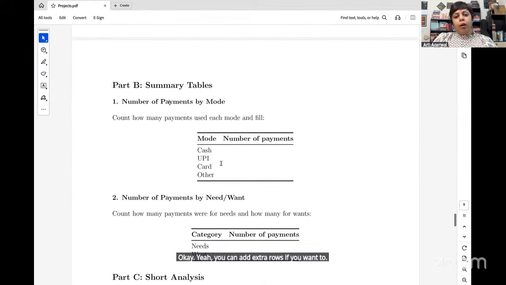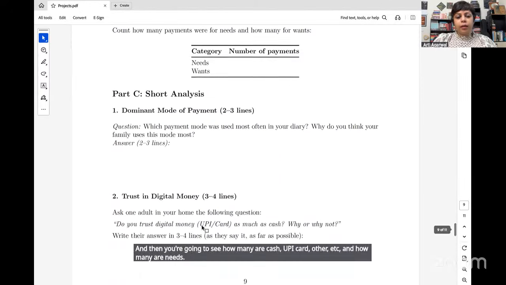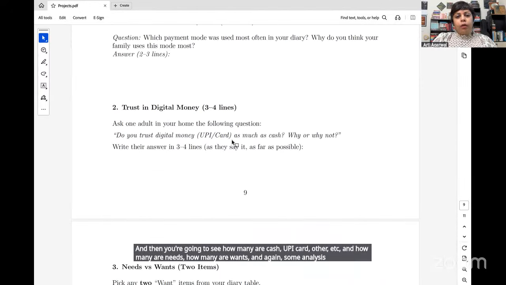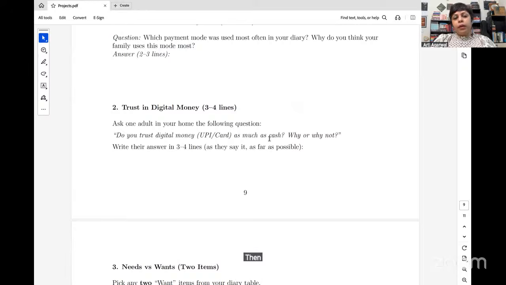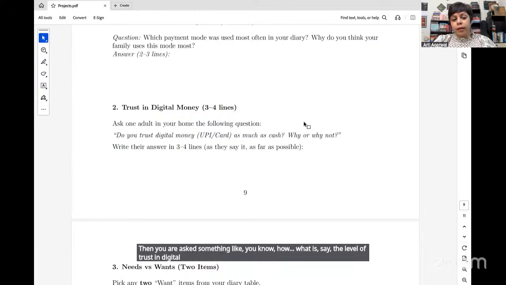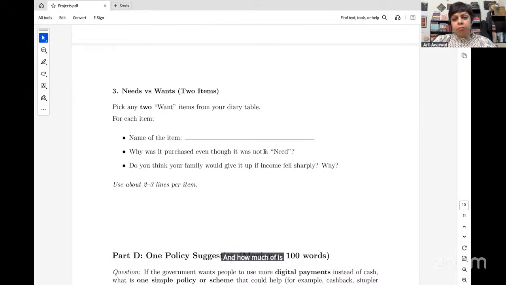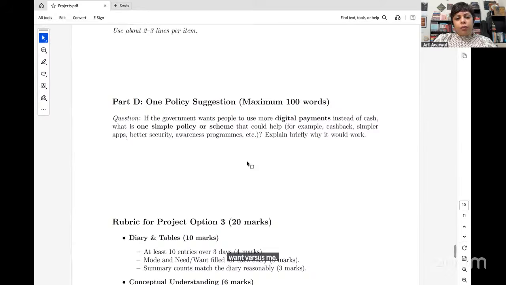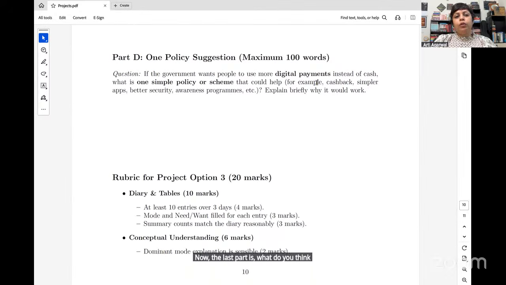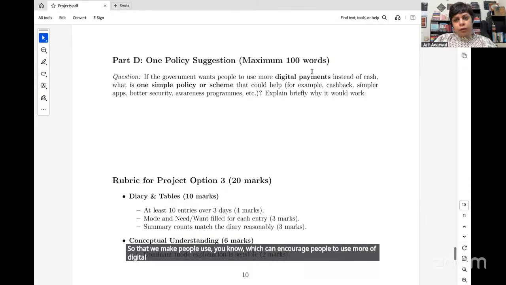And then you're going to see how many are cash, UPI, card, other, etc., and how many are needs, how many are wants, and again some analysis questions. Then you are asked something like, what is the level of trust in digital money versus cash, and how much is want versus need. Now, the last part is, what do you think would be a good policy or a scheme that can encourage people to use more digital payments instead of cash?